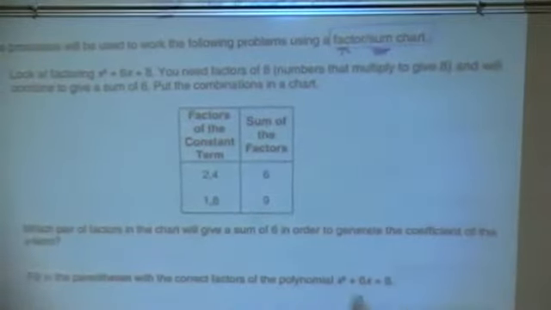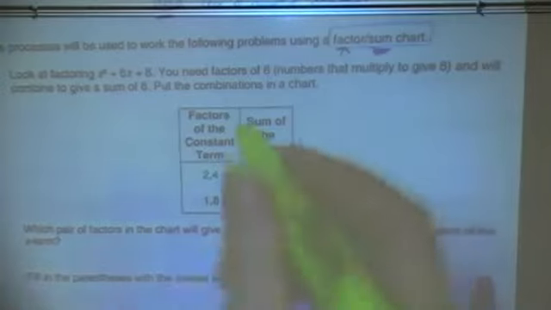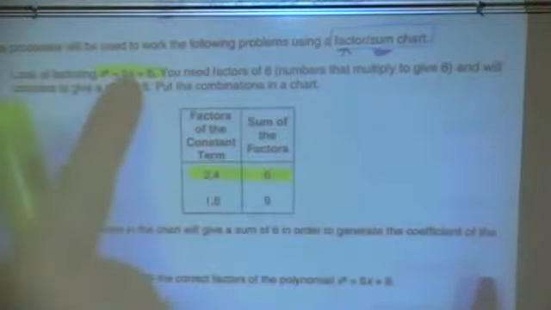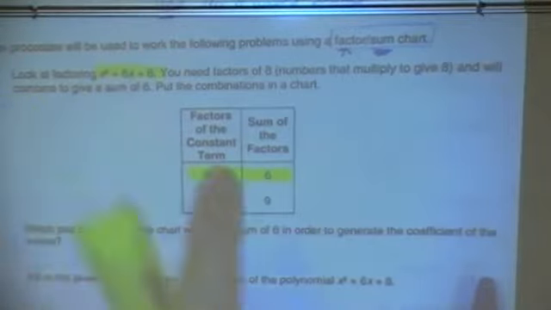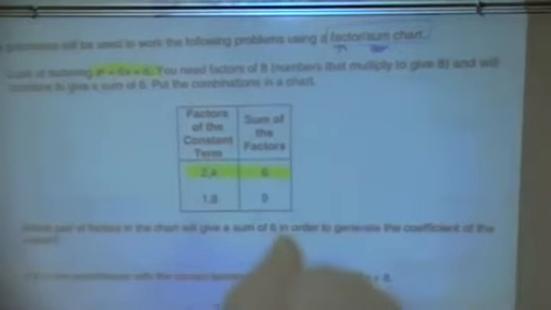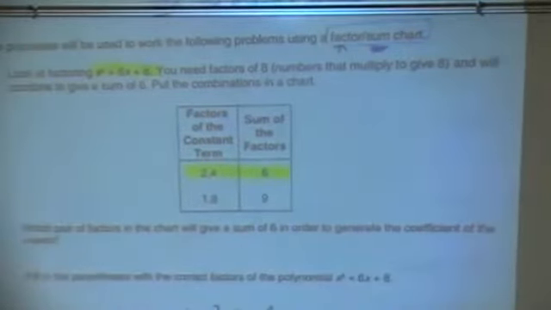The pair in the chart that gives a sum of 6, that's this one. That's how we get this coefficient, 6x, from these pairs. So it factors as x plus 2, x plus 4, because those are the terms that we combine to give you 6.